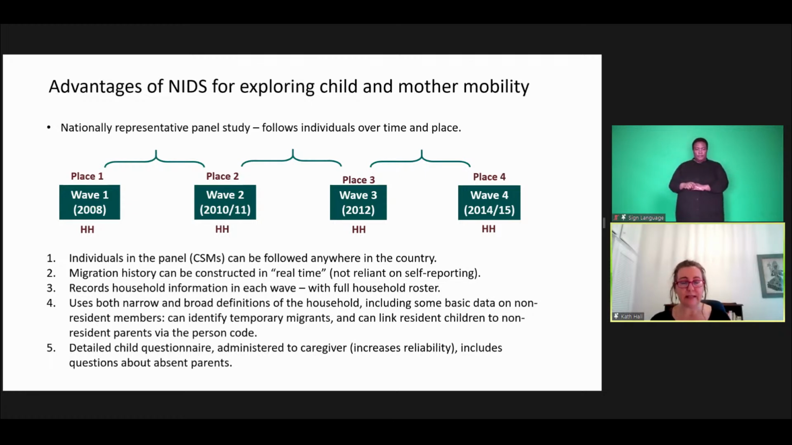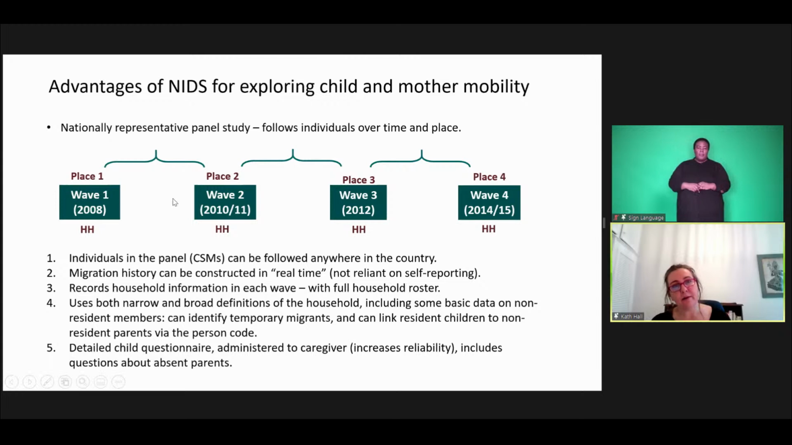I say all this in the present tense with a sense of sadness because NIDS has not run since 2017. And really, I think it is a very useful resource for understanding the dynamics of migration and what they mean for children, which of course is my interest.